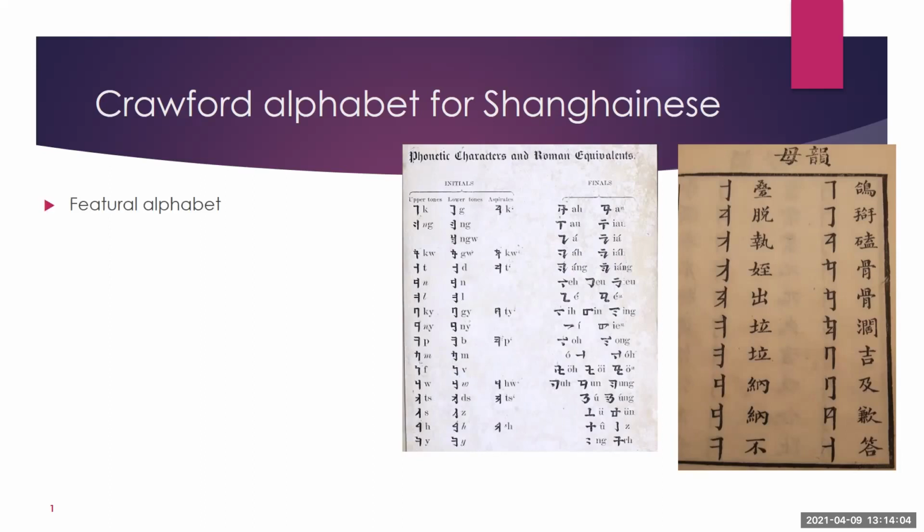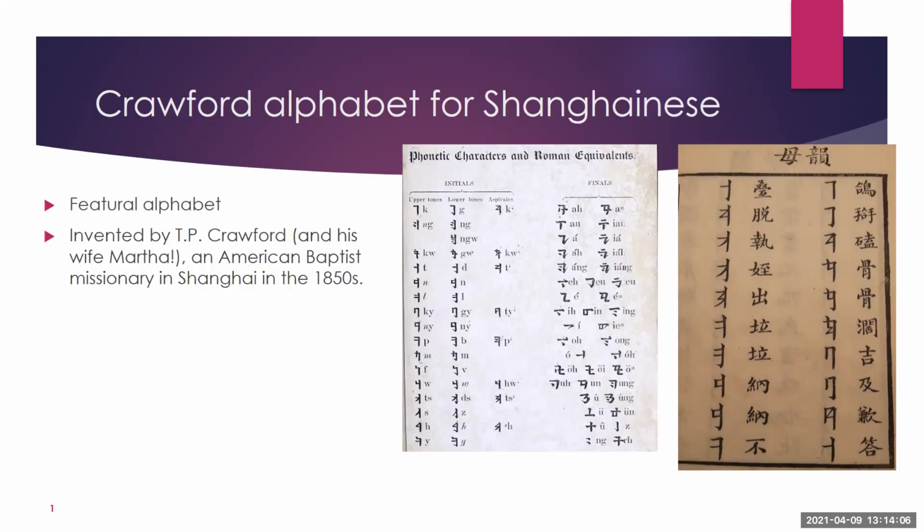And I call it a featural alphabet. It was invented by T.P. Crawford and his wife Martha. She doesn't ever get any of the credit. They were American Baptist missionaries in Shanghai in the 1850s.